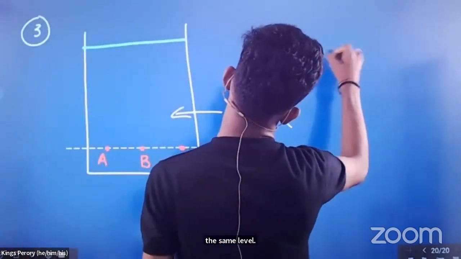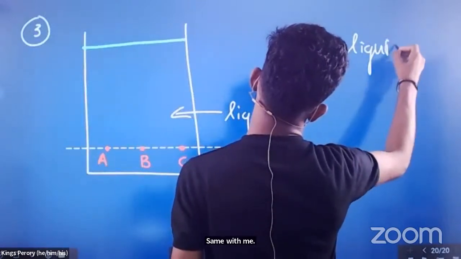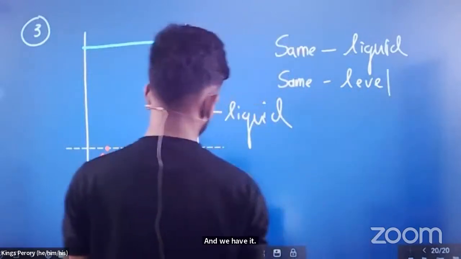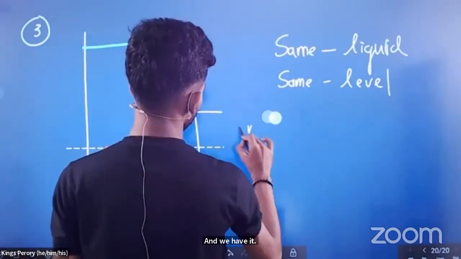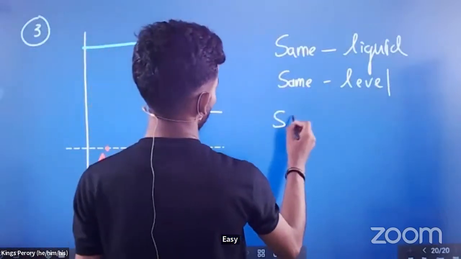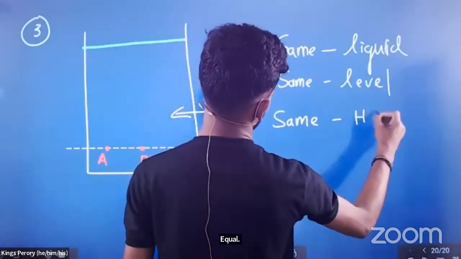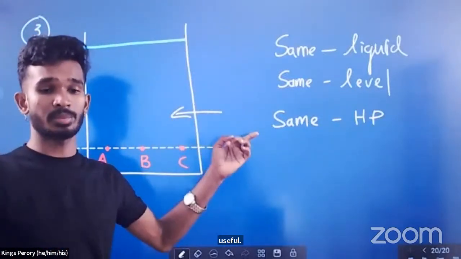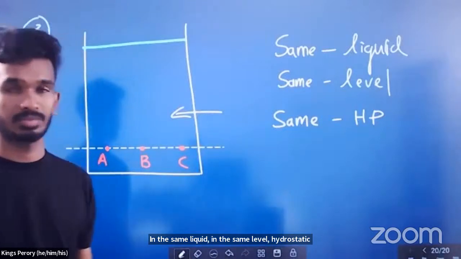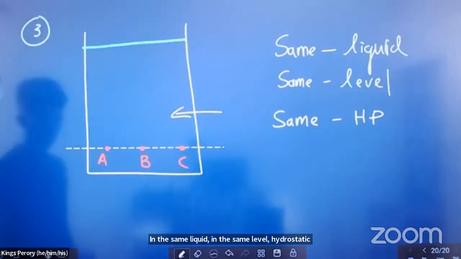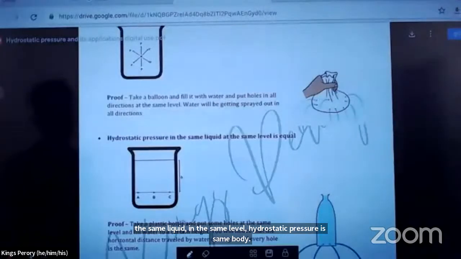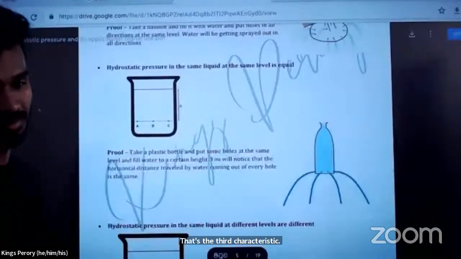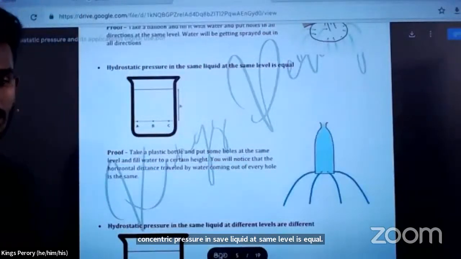In the same liquid, at the same level, hydrostatic pressure is the same or equal. That's the third characteristic: hydrostatic pressure in the same liquid at the same level is equal. Underline or highlight the third characteristic.